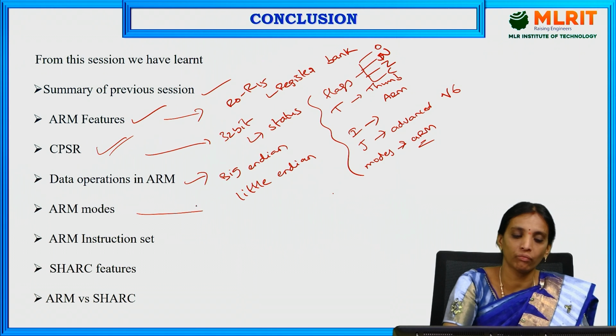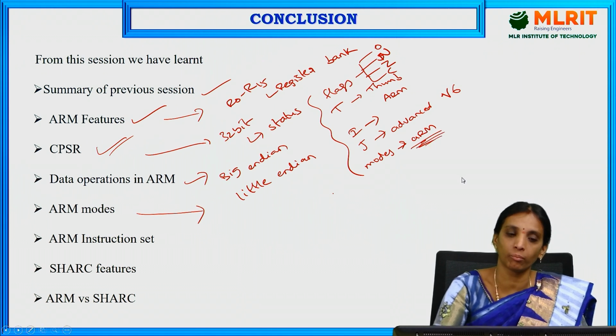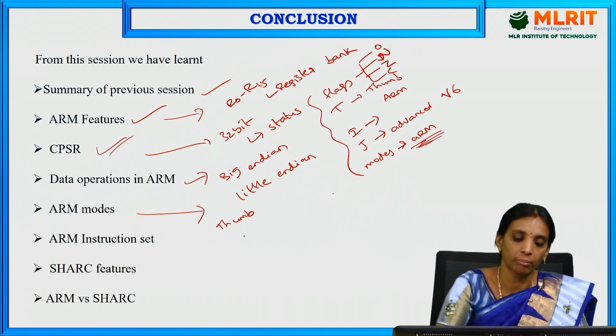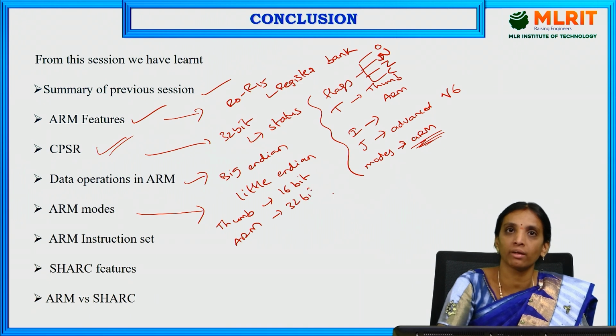And different types of ARM modes. Two types of ARM modes are there: Thumb mode and ARM mode. In Thumb mode, 16-bit data is considered. In ARM mode, 32-bit data is considered.